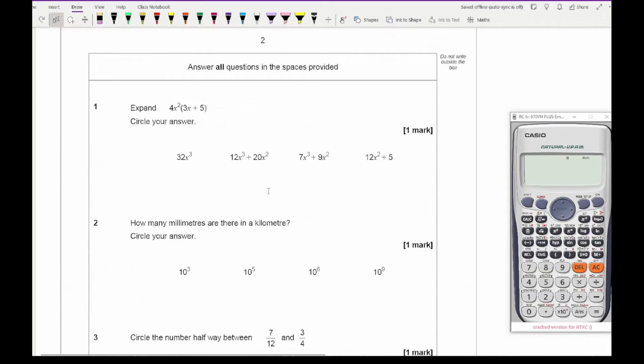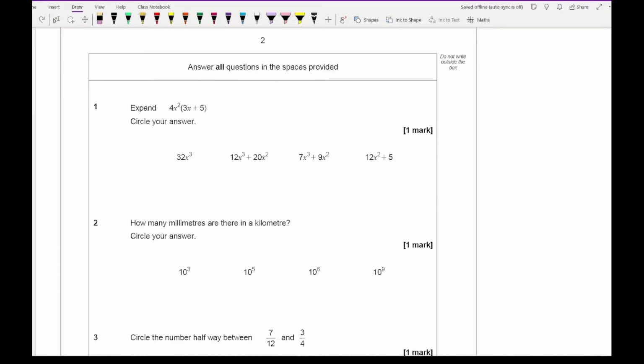First question, so this question refers to expanding brackets. So again, remembering when expanding brackets you want to multiply numbers with numbers and letters with letters. So the first thing I want to do here is do 4x squared times 3x, which is going to be 12 from 4 times 3, then x squared times x gives me x cubed, plus, and then 4x squared times 5, so 4 times 5 is 20, x squared, which means that the answer is going to be our second option.